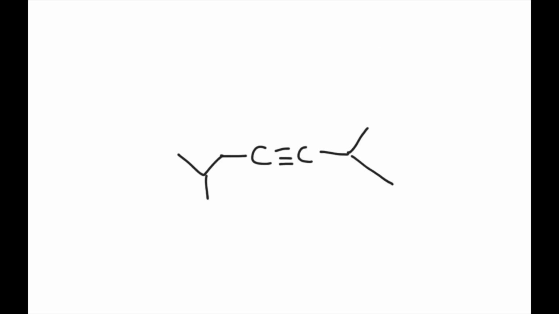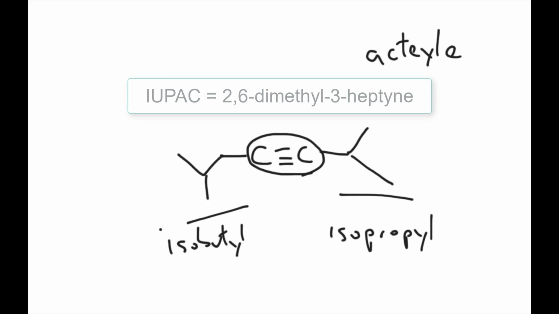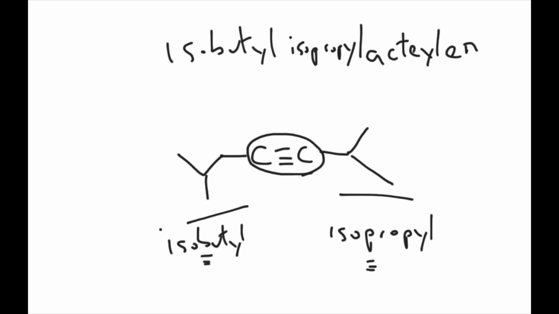Similar with this one, it's almost like naming an ether. We're just going to call it acetylene, and we want to name the substituents on either side. So the alkyl substituent here and the alkyl substituent here. On the one side I have an isobutyl. And on the other side I have an isopropyl. The isobutyl comes first because of the B, the propyl comes second. So we will call this an isobutyl isopropyl acetylene. And that would be the common name for this.